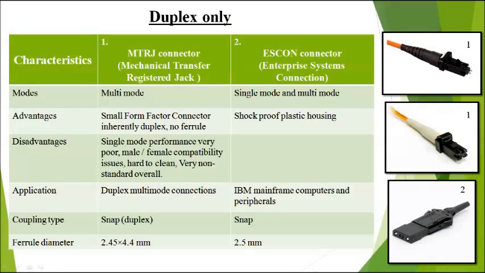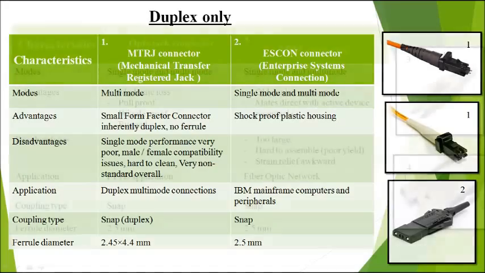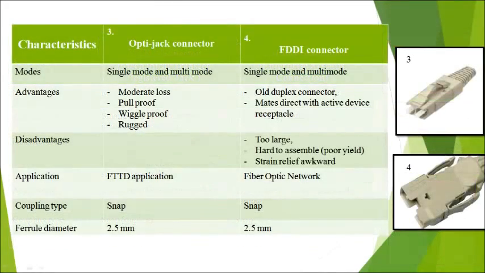Third one, the OptiJack connector. It comes in single mode and multi-mode. The advantages of OptiJack connector are moderate loss, foolproof, wiggle-proof, and rugged. OptiJack connector is used in FTTD application. OptiJack connector uses snap type of coupling. Diameter of the ferrule is about 2.5 mm.